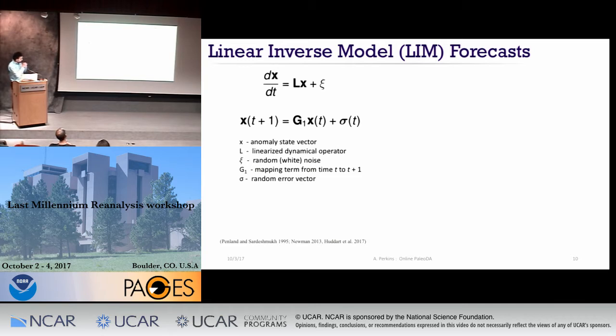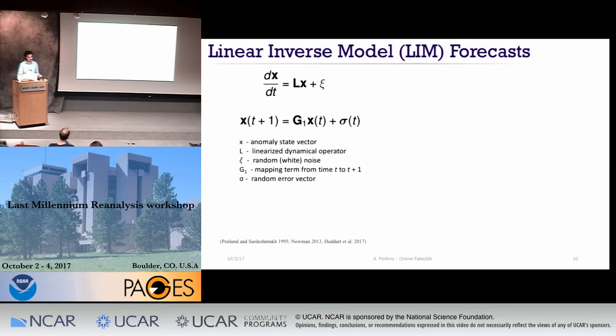And then in came our friend, the linear inverse model, which is an empirical model. That means you can calibrate or train it on any data source that you have, so it could be observations, could be models. When it comes down to it, you have your climate state X. You represent the time tendency as a linear equation, so you have a linear operator multiplied by the state plus some random white noise.